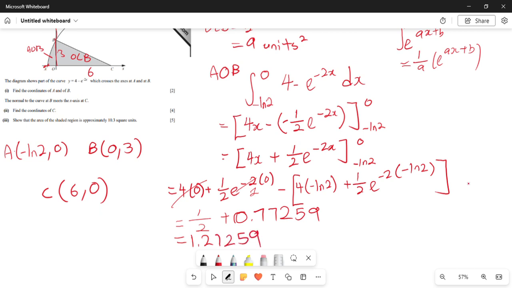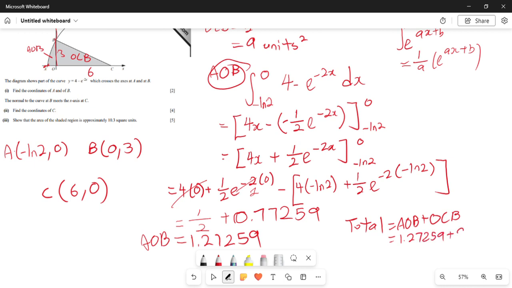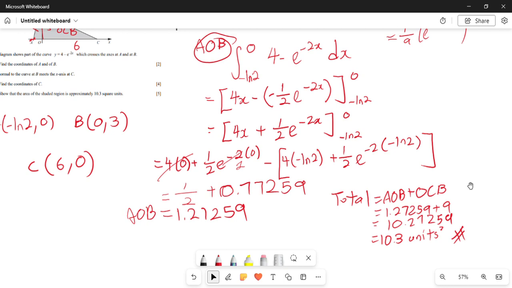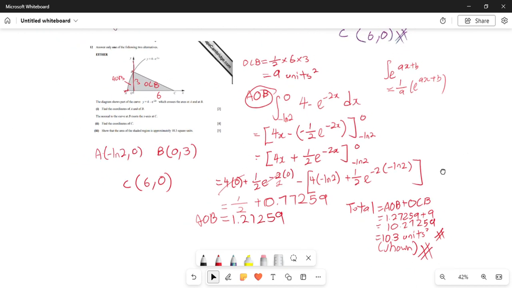1.27259. So you're not done yet. This is just sector AOB. So the total is AOB plus OCB, which is 1.27259 plus 9. Your answer will be 10.27259. Rounded, it is 10.3 unit square. And remember to write the last statement, show. And you're done. So this is how the working should be.